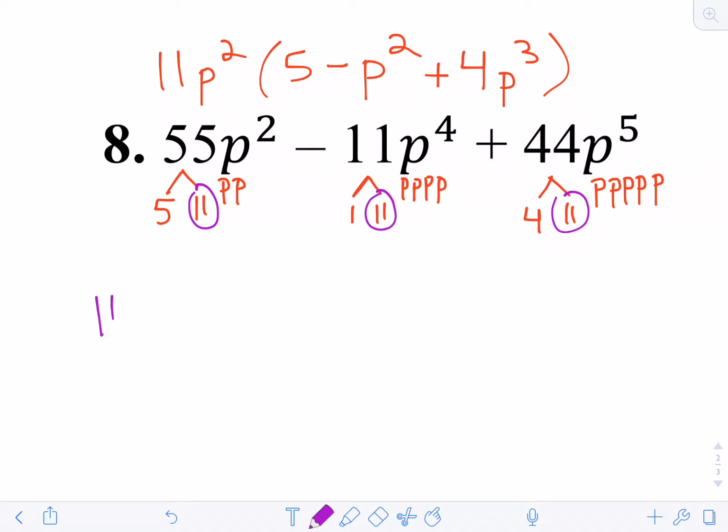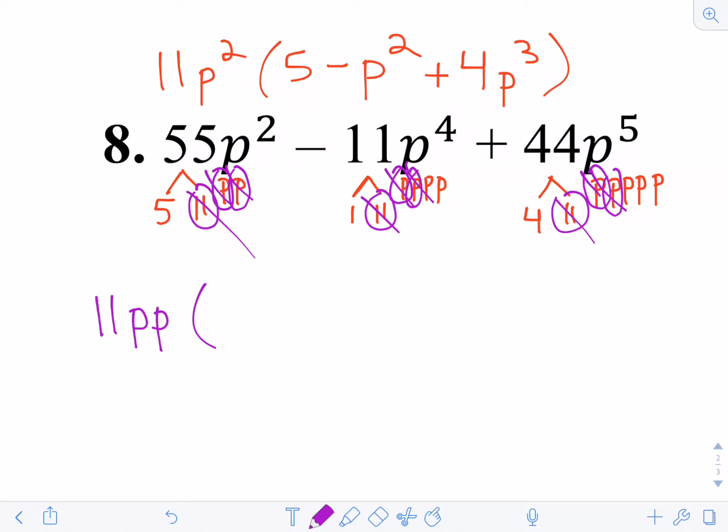So I'm going to write that down. And now I have a 5, a 1, and a 4, so there's nothing else that's in common. Now I'm going to look at my p's. Here's a p, here's a p, here's a p. Write it down, cross it off. And if you want to cross those 11s off, you can. All right, another p, another p, another p. Write it down, cross it off. And I can't pull out any more p's because I took all of them out of the first one.